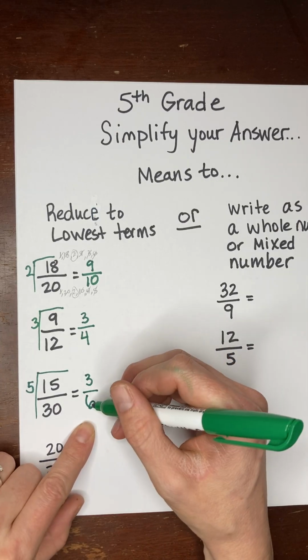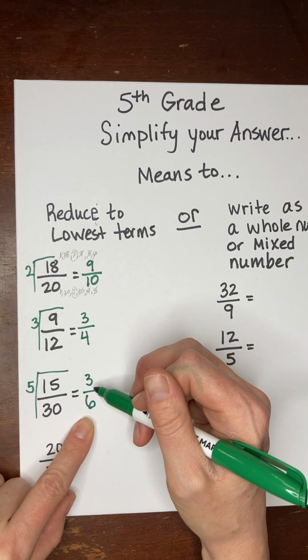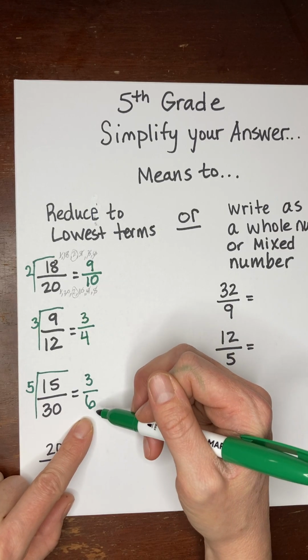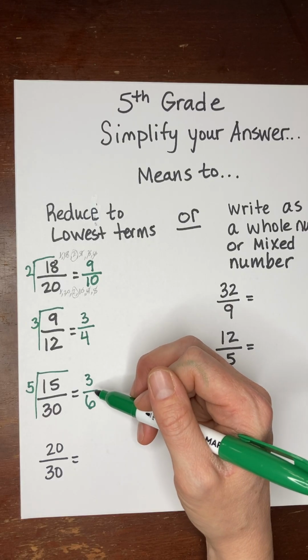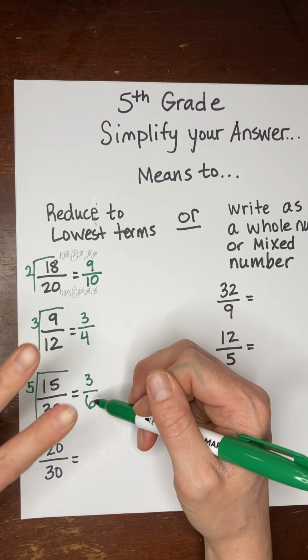Okay, now 3 and 6, I'm not done yet. This is not lowest terms. They both have another common factor. Okay, they're not even, not a 5 or a 0. Can't do that. Let's start with 3. Well, 3 definitely goes into 3. How about 6? 3, 6, yes.